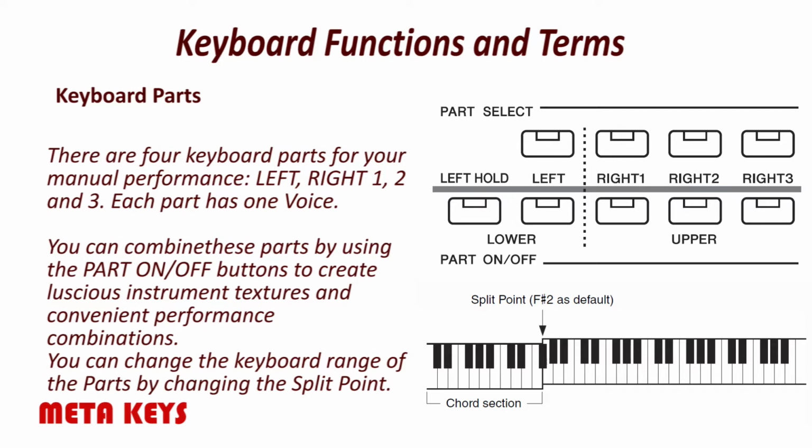Keyboard parts. These are 4 keyboard parts for your manual performance: Left, Right 1, 2 and 3. Each part has one voice. You can combine these parts by using the part on-off buttons to create luscious instrument textures and convenient performance combinations. You can change the keyboard range of the parts by changing the split point.